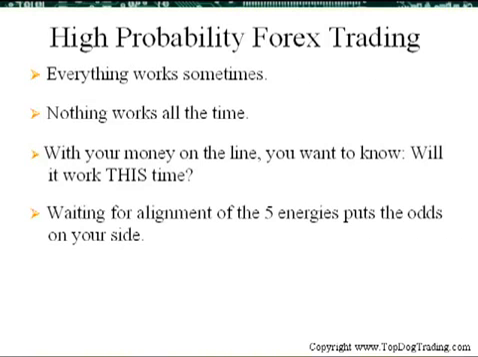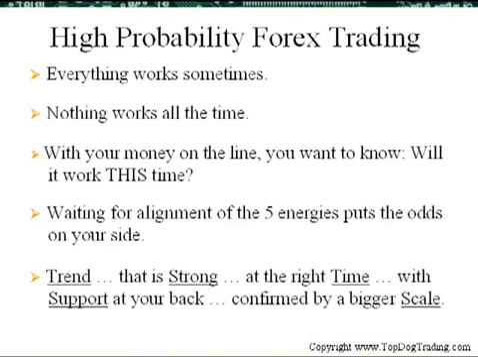Now, how do we know whether or not we have a high probability Forex trade? That is the big question. And the way we know is by simply going back to those 5 energies, waiting for the alignment of all 5 energies to tell you the same thing concurrently. That puts the odds on your side. That's when you have a high probability trade. So my whole methodology can be summarized really in one sentence.